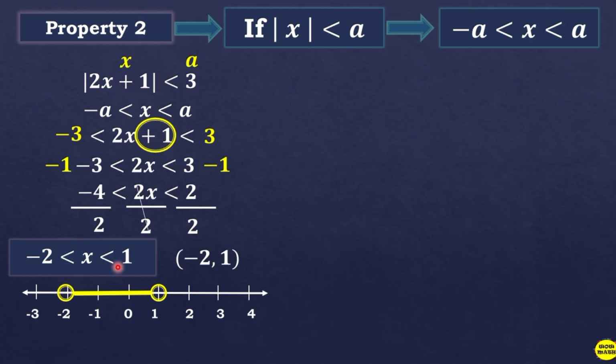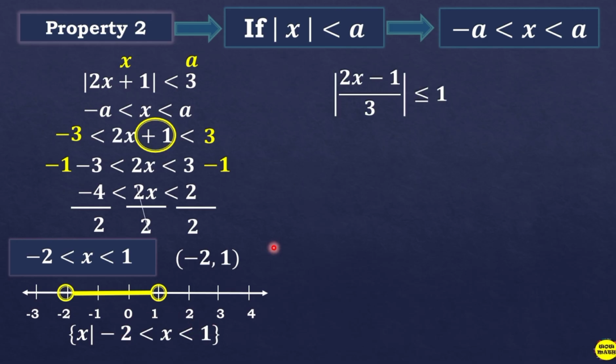So, ang solution set notation natin dyan, pwede pong ito. So, from negative 2, yung dalawang boundary point mo, pareho po yung parenthesis kasi hindi siya shaded. Okay? Or, pwede rin po ito, the set of all x such that x is greater than negative 2 but less than 1.